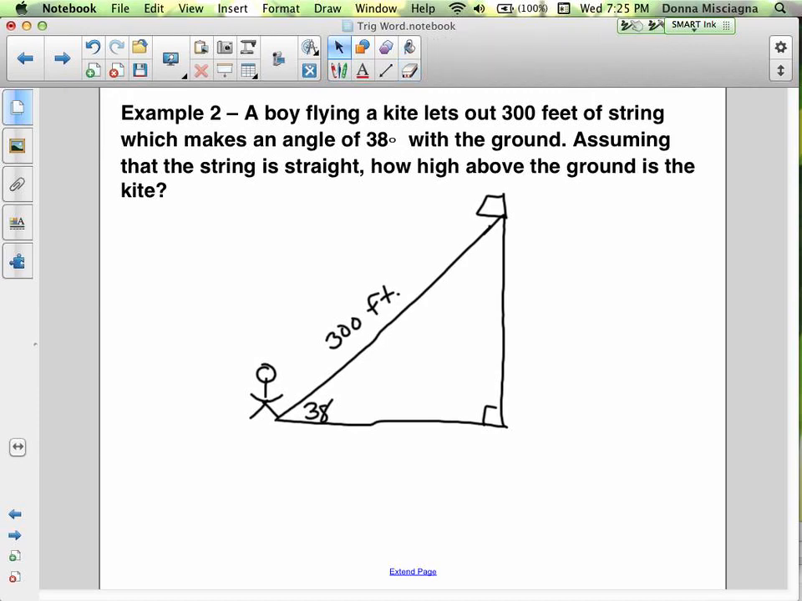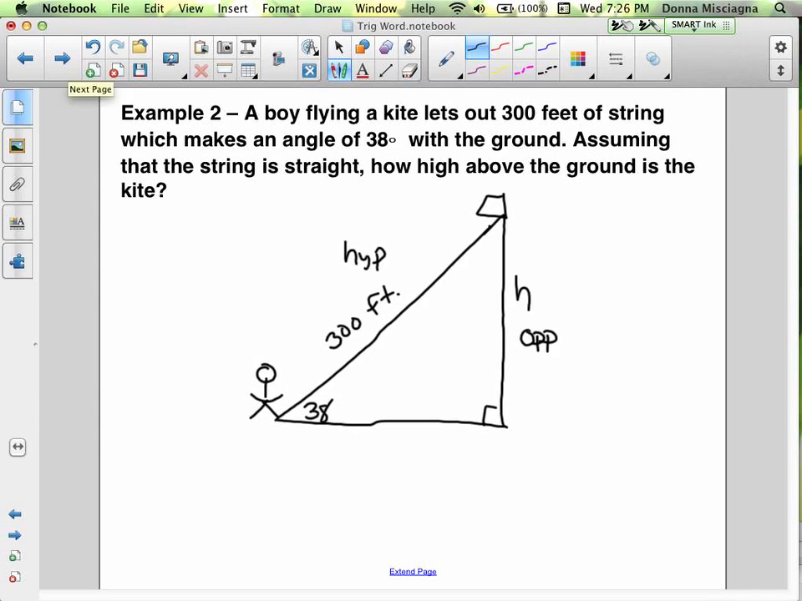Well, this is a lot like the other problem. Matter of fact, it's almost identical, except the angle changed. Across the angle, we have the opposite side. And across from the right angle, we have the hypotenuse. So opposite and hypotenuse would be sine. So sine 38 equals h divided by 300.